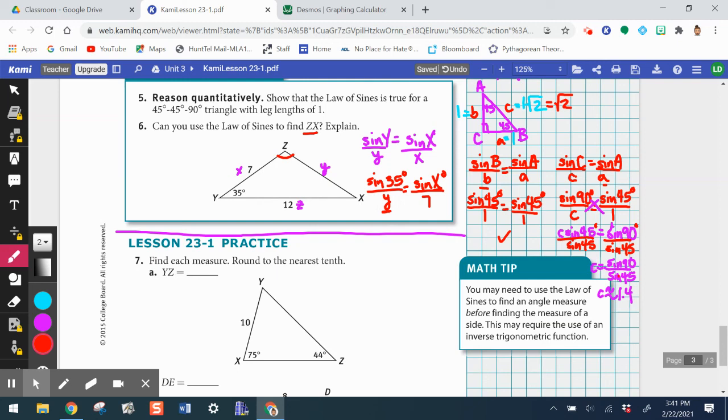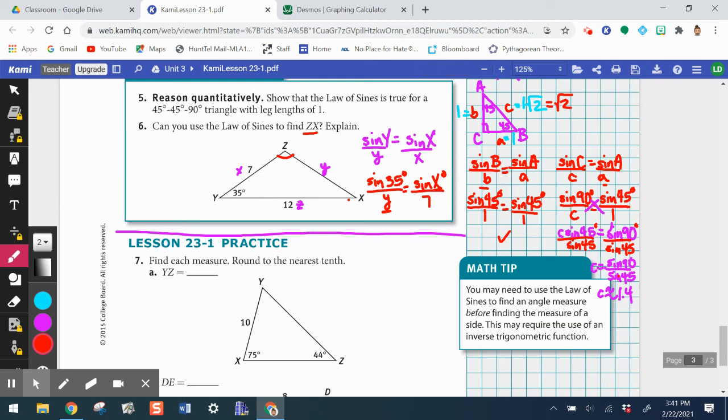So can we use the law of sines to find ZX? Based on what's given, unfortunately not. If we were given at least one other angle measure, if we knew just angle Z or just angle X, of course we could have found the third one because all three angles have to add up to 180. If we just knew one other angle measure, most certainly we could find the missing length from Z to X. So what we're really stressing here is that on the law of sines, we definitely need those angle measures, and we definitely need one of the side measures as well.